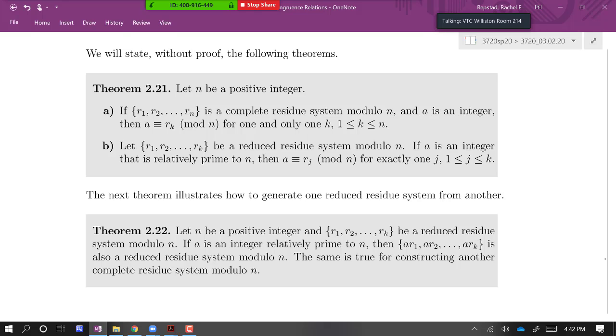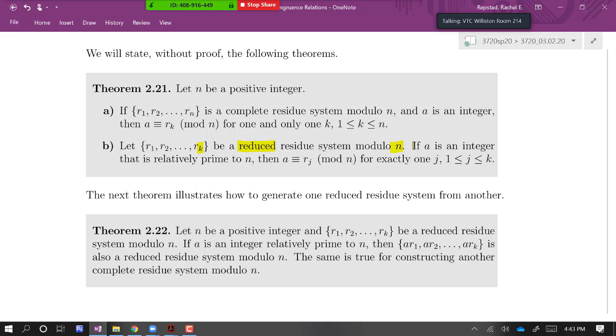So here's what I want to point out here. First of all, it's reduced, and there are k elements in that, and it's mod n. There's obviously not going to be n, right? We're only taking the ones that are relatively prime. So k is going to be less than n for sure.